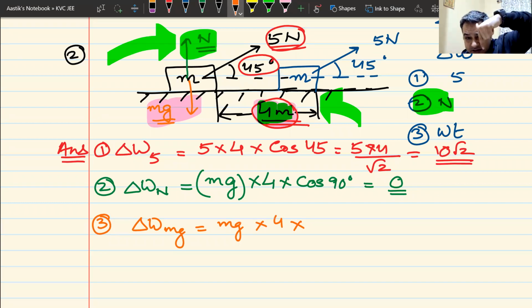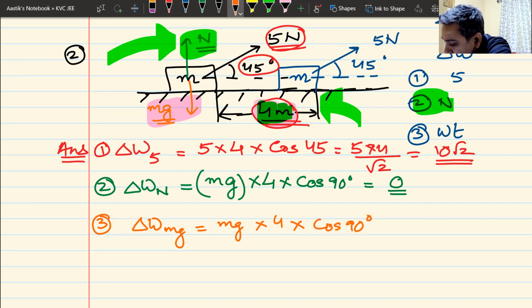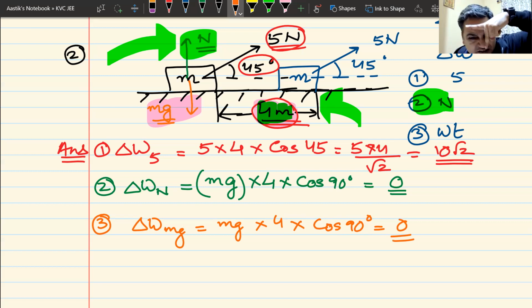4 meters, multiplied by the angle between mg and displacement. Mg is vertically downwards. Displacement is horizontal. Vertically downward, horizontal. What is the angle? The angle is 90. Cos of 90 is 0. And hence the work done by the weight mg is 0. Why is it 0? Third case. Angle between force and displacement is 90. In case of normal reaction, it is upwards. In case of weight, it is downwards. But in both cases, it is 90. Do we understand this? Yes or no?